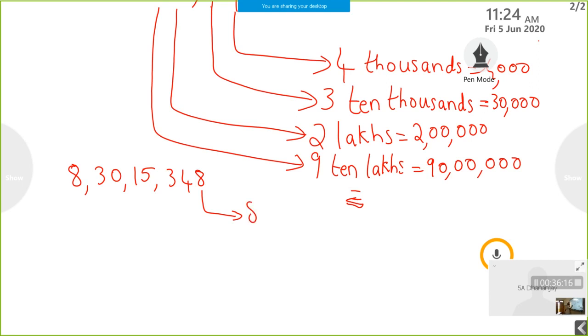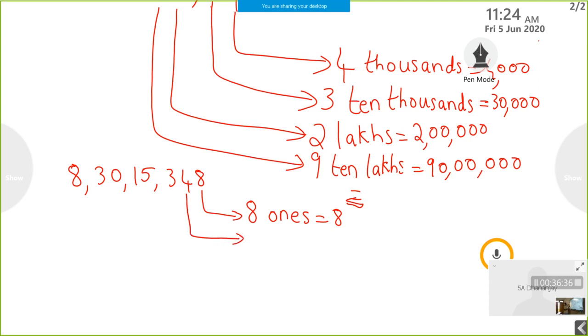1's place. So its place value is 8 ones, which is equal to 8 into 1 is 8. You also can write the answers and check the answer when I write on the board.